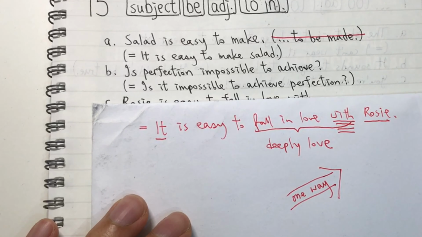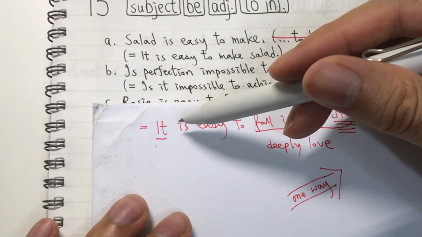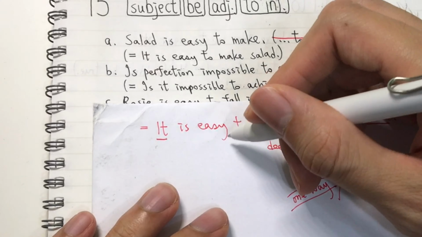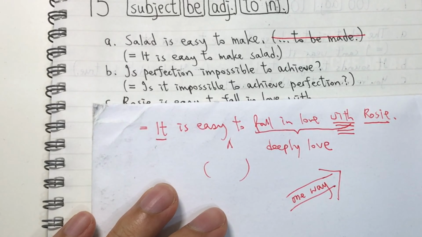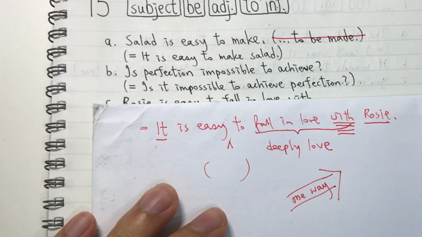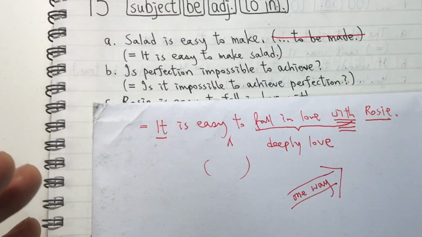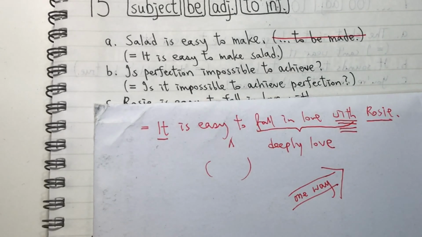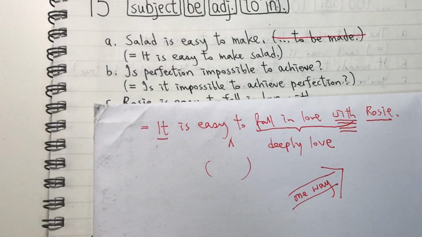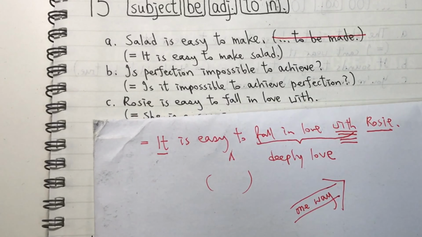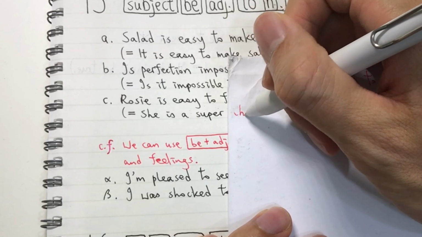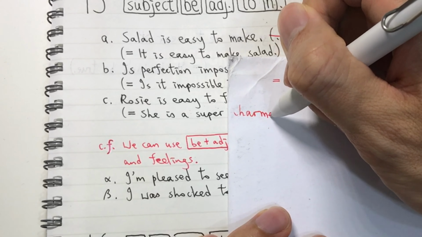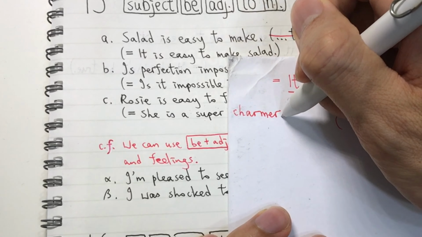Okay, one way. So, in other words, it is easy for people, for us, for boys, for men perhaps, to fall in love with Rosie. So what kind of a person is Rosie? Rosie is super attractive. Rosie is magnetic. Rosie is a super charmer. You can say that. She is a super charmer.